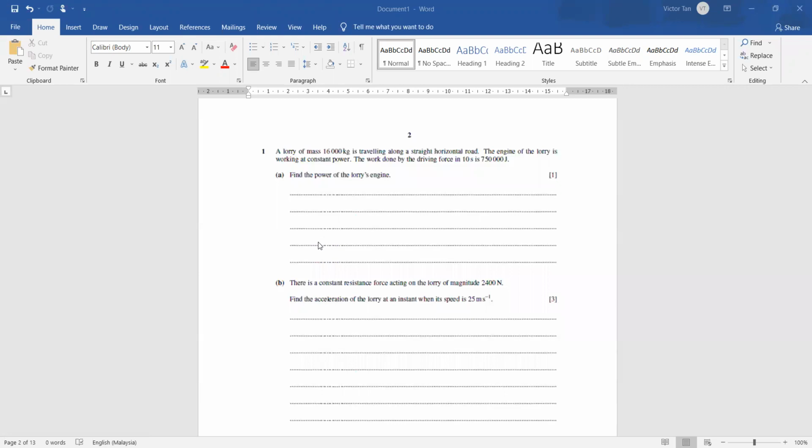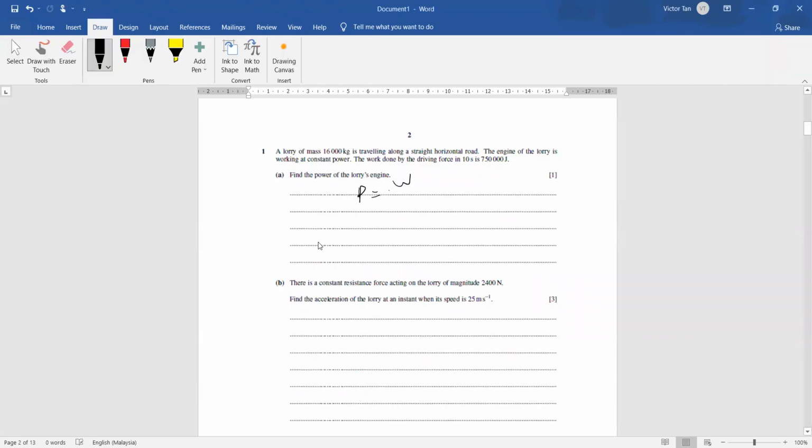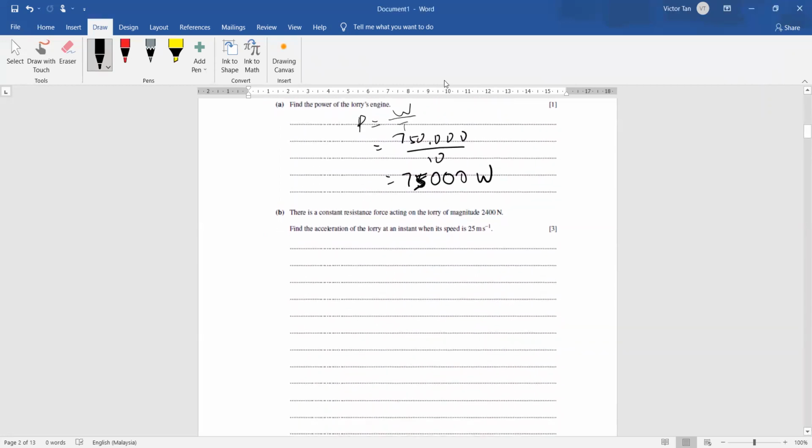Power equals work over time. This equals 750,000 over 10 seconds. This is 75,000 watts. Okay. There's a constant resistance force acting on the lorry of magnitude 2,400 newtons.